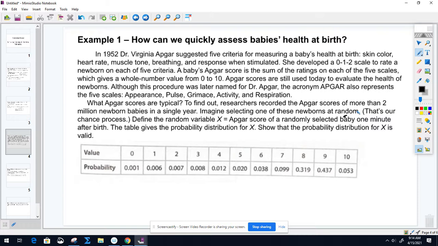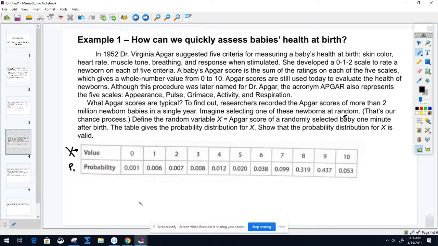So define the random variable x equals the APGAR score of a randomly selected baby 1 minute after birth. The table gives the probability distribution for x. Show, so here's what I'm asking you, all of that to show the probability distribution for x is valid. So again, here is my x values, right? Okay, 0, 1, 2, 3. And the higher the score, the healthier the baby. Okay, and then here's the probability.